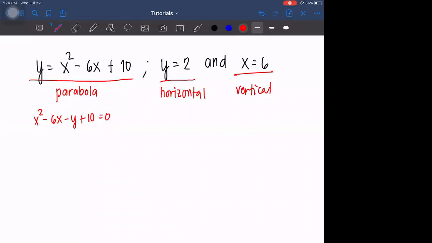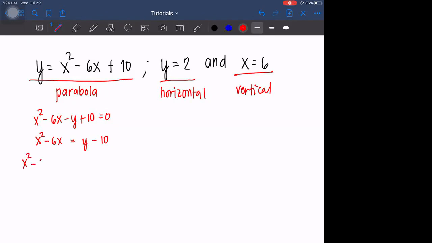If we reduce that to standard form, what do we do? We leave all the same variables on the left, the ones raised to the power of 2, so in this case it's x squared. So we leave x on the left. Afterwards, all other terms go to the right: y minus 10. And then we complete the square on the left.